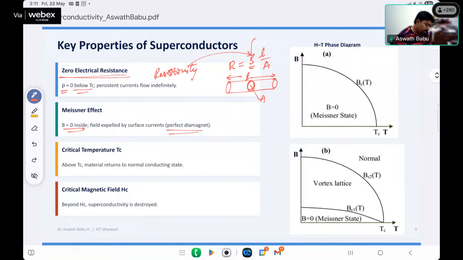Okay, critical magnetic field. Beyond a certain value of the critical magnetic field, superconductivity is also destroyed. So we can't have superconductivity beyond a certain value.